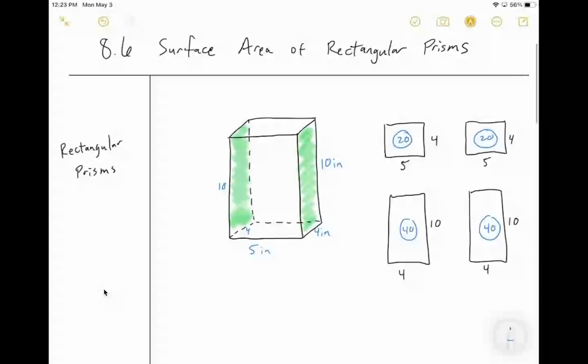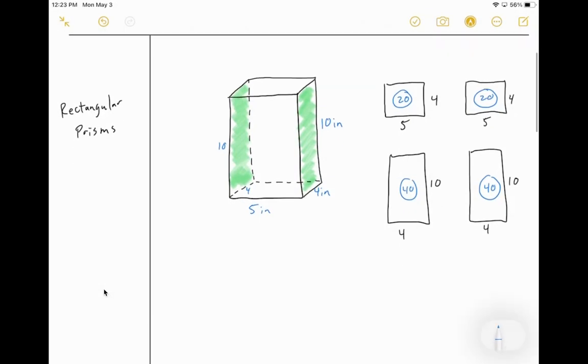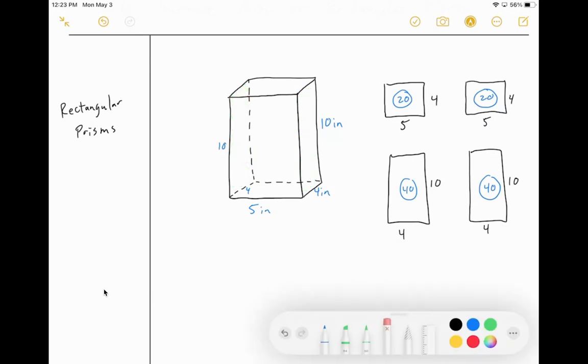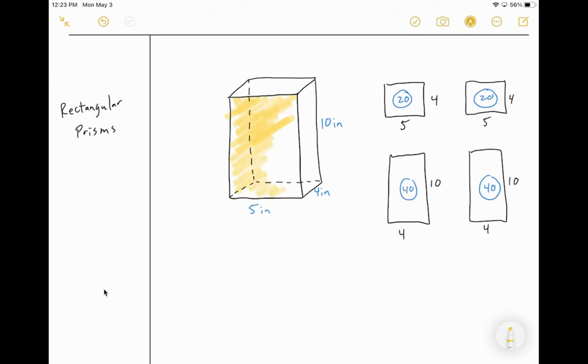All right, and then lastly, we've got one more side, which is a little bit harder to see, but basically we have this front side and the back side. So it's going to be this part right here, front, and then also the back. I'll outline it here. You can kind of see that. Okay, so that one is 5 by 10, right? Because this is the 10 right here. So we've got another big one that's like here, and there's two of them.